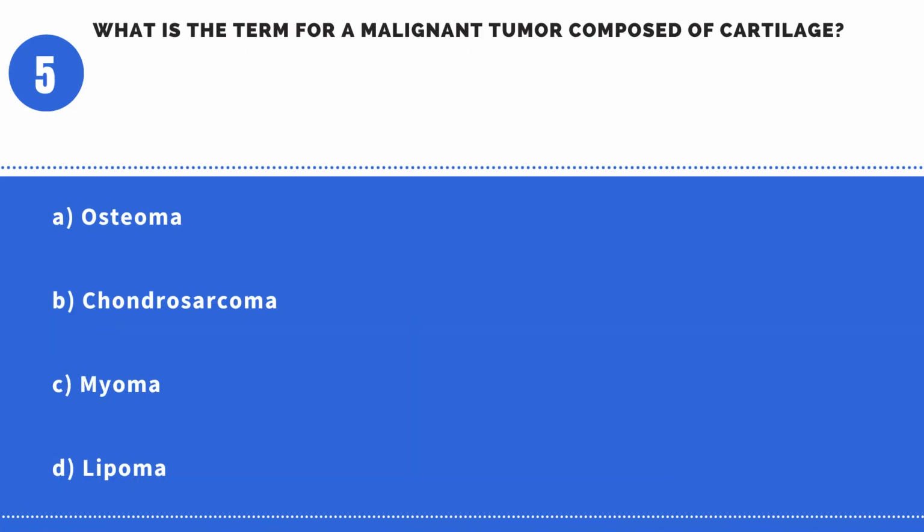Question 5. What is the term for a malignant tumor composed of cartilage? A. Osteoma. B. Chondrosarcoma. C. Myoma. D. Lipoma.